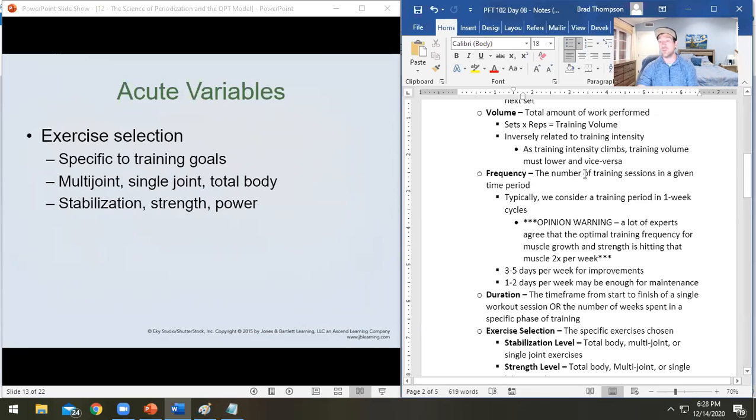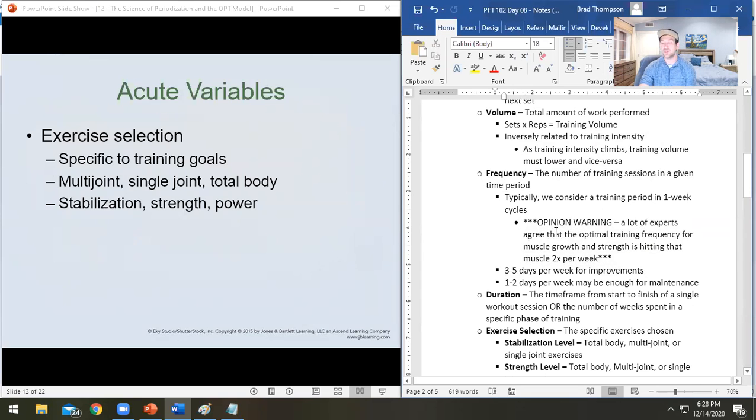But there is training frequency here, and frequency is where there's kind of two parts to this. There is the frequency within a week, and then there's the frequency within a month. It's the number of training sessions in a given time period. Typically, 9 out of 10 times, we're talking about within a week. And like I said, I put an opinion warning up here.